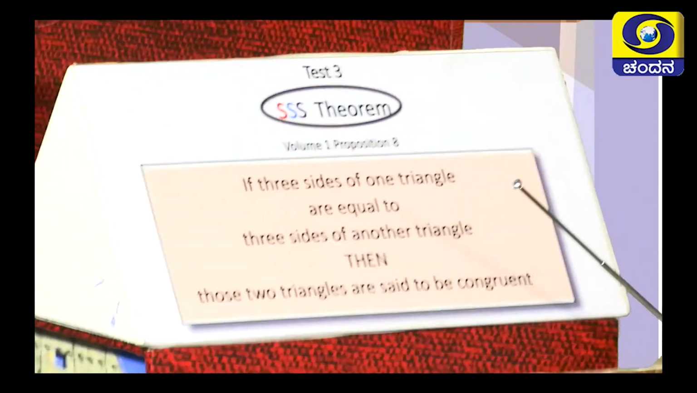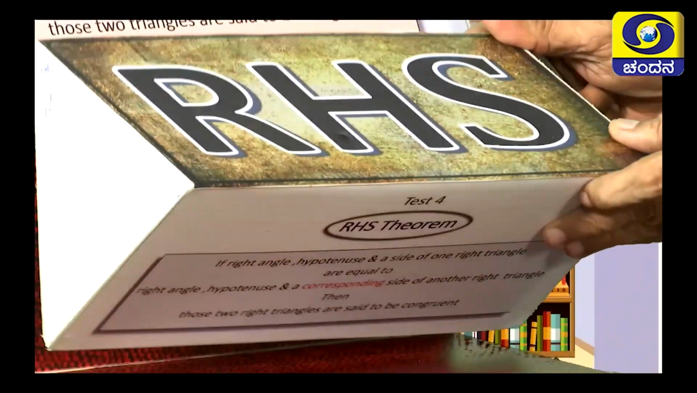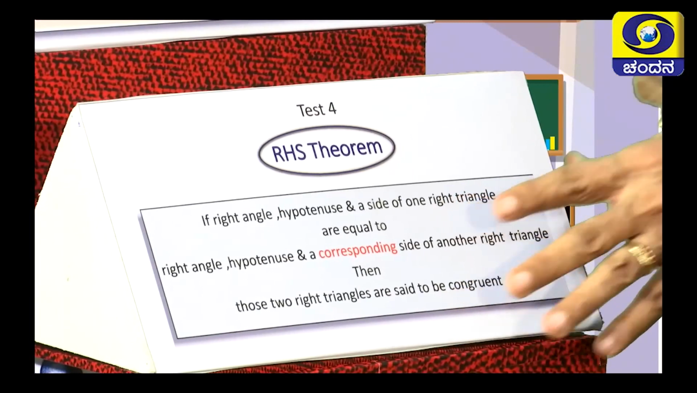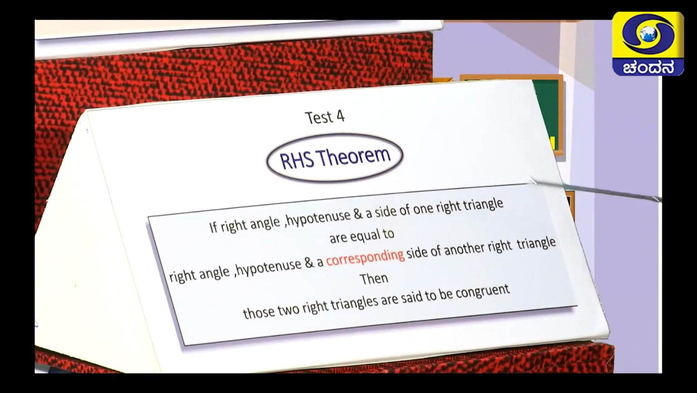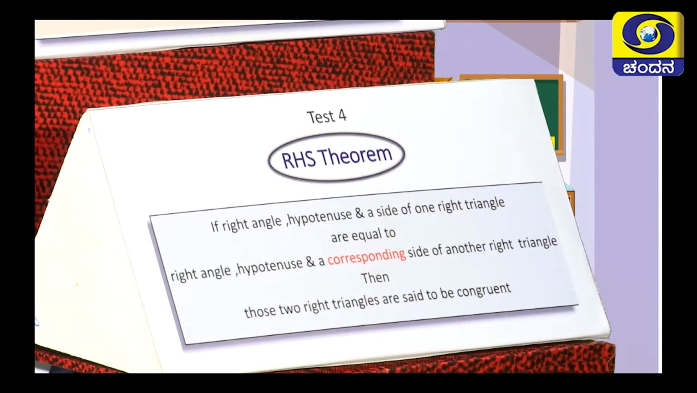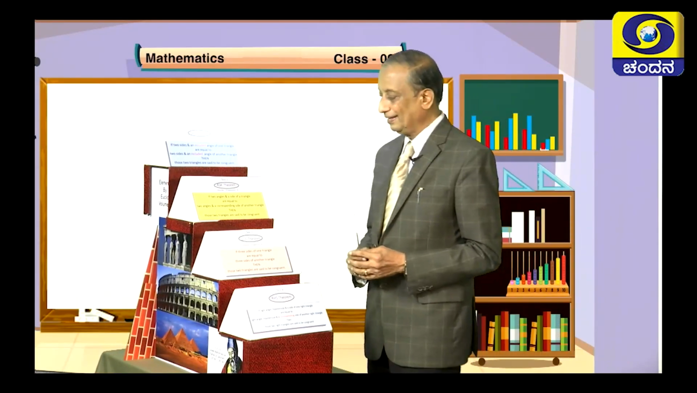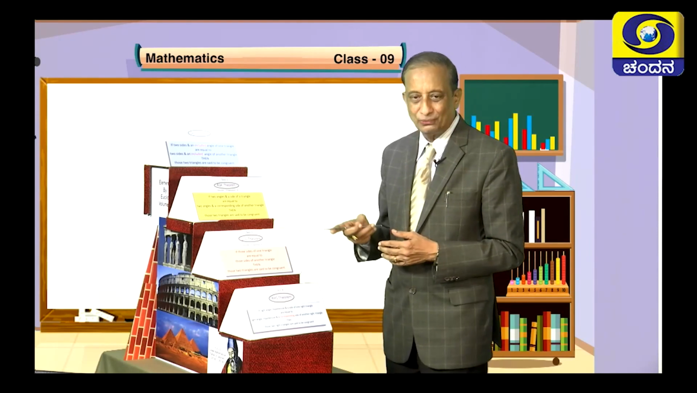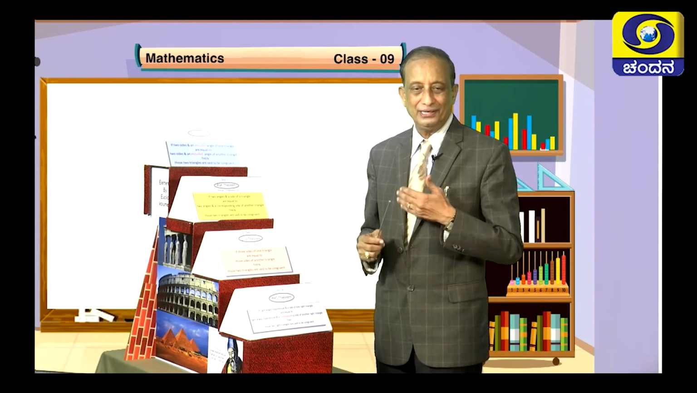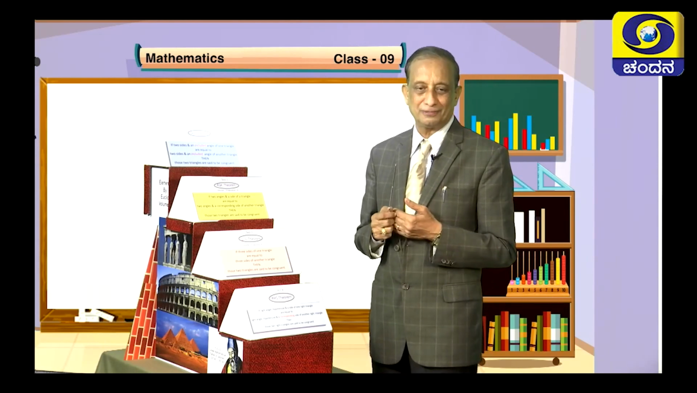Finally, children, the fourth test, test number 4, that is RHS, which states that if the right angle and hypotenuse of one right triangle are equal to the right angle, hypotenuse and a corresponding side of another right triangle, then those two right triangles are said to be congruent. In the next coming sessions, we shall try to deal with each one of these tests and try to solve as many problems as possible.